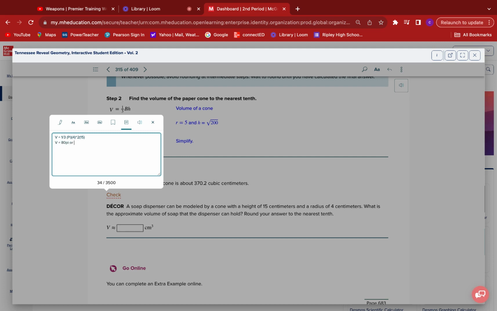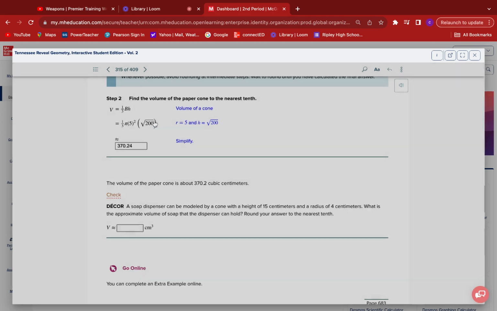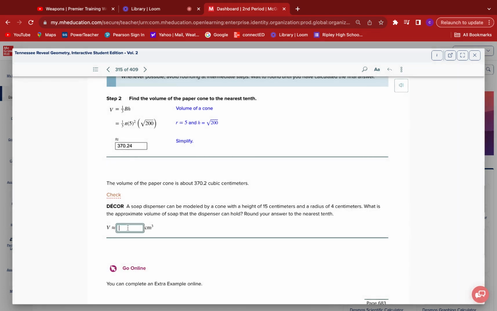Let's see, the calculator, so it'd be 251.33. So there it is. Volume: 251.33 cubic centimeters.